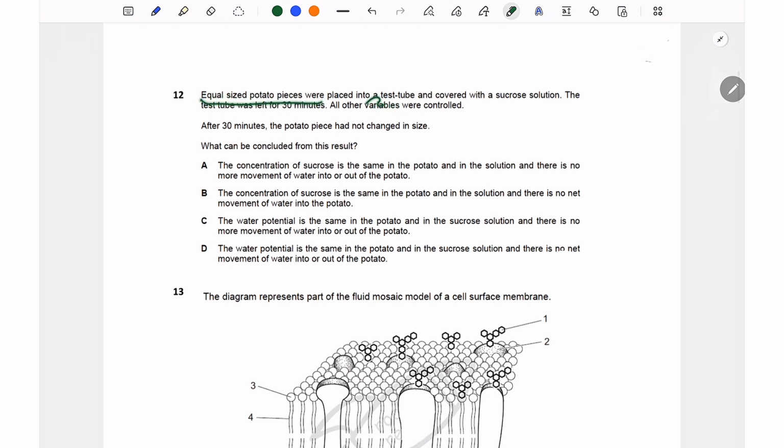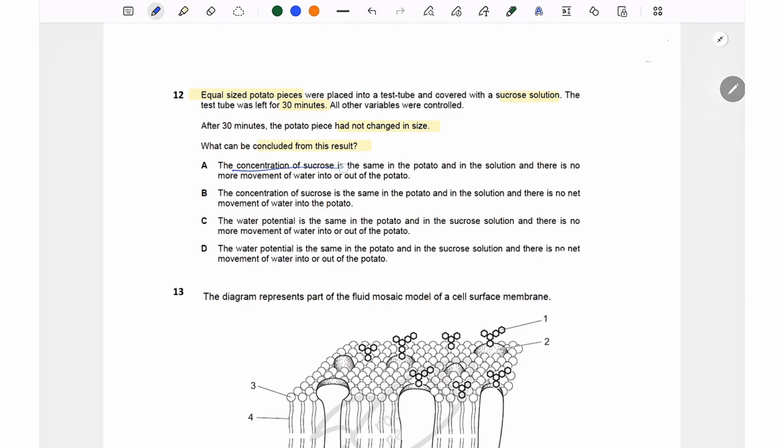Equal sized potato pieces were placed into a test tube and covered with a sucrose solution. The test tube was left for 30 minutes. All other variables were controlled. After 30 minutes, the potato pieces had not changed in size. So there is no change. What can be concluded from these results? Equal sized potato pieces left for 30 minutes, everything else was controlled in a sucrose solution, and then they had not changed in size. So what can you conclude from these results?